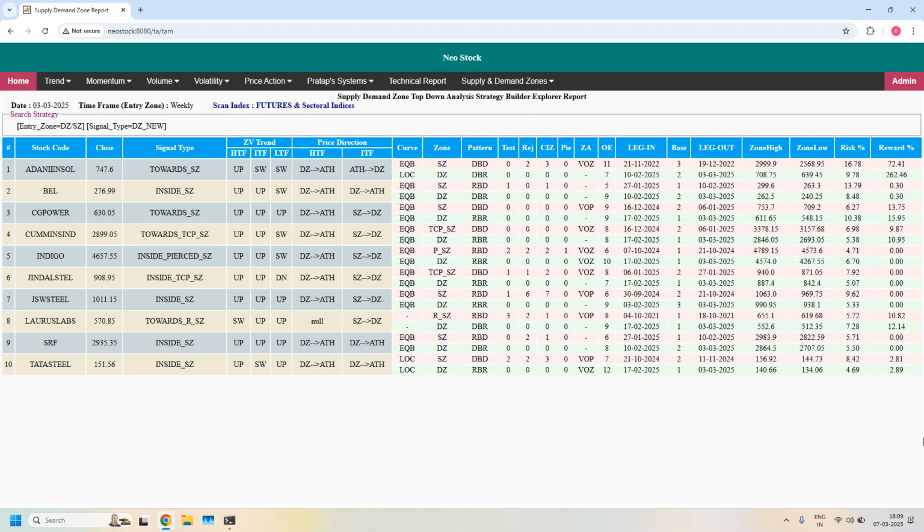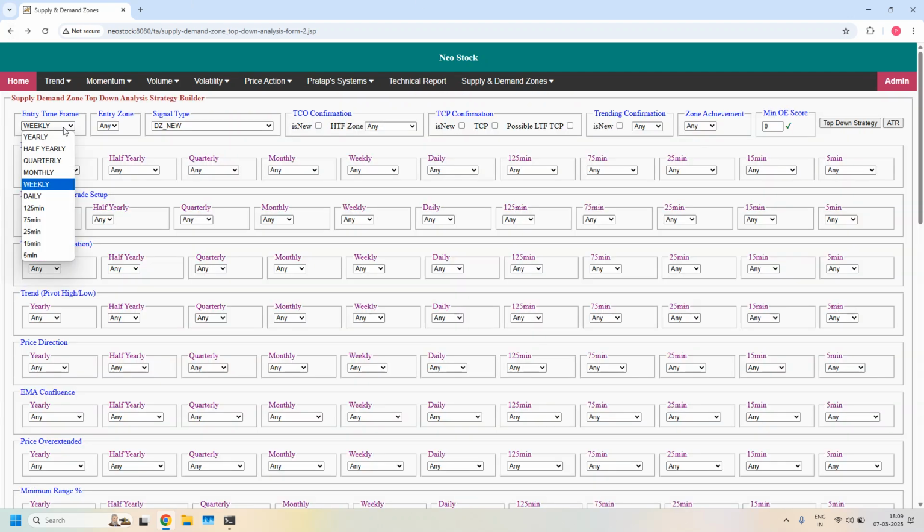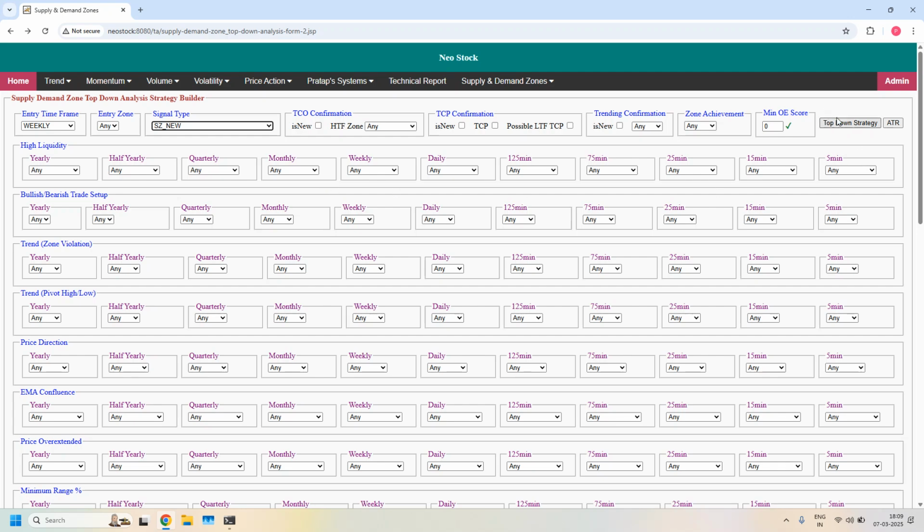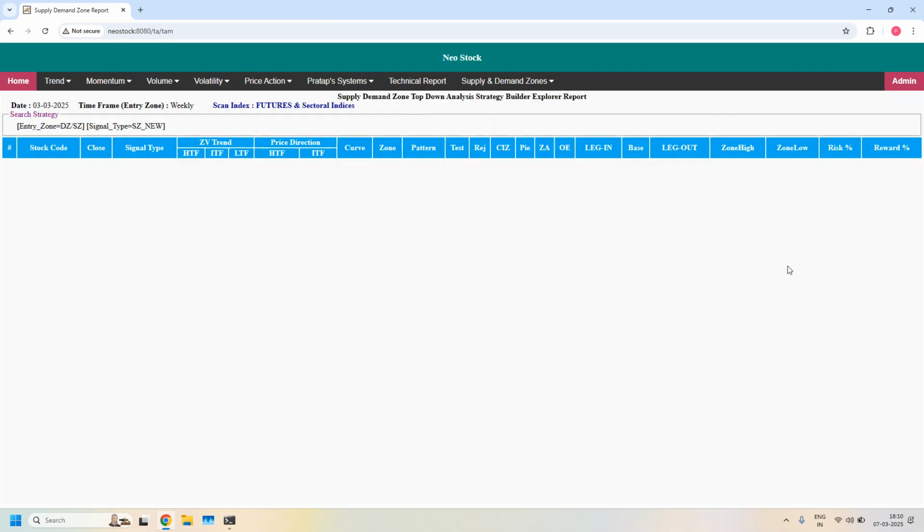Okay. Next, for weekly time frame, let us find the stocks having newly created weekly supply zones. So no weekly supply zones are created during this week. Maybe that is the reason why demand dominated during this week. Okay, this is about newly created demand and supply zones.